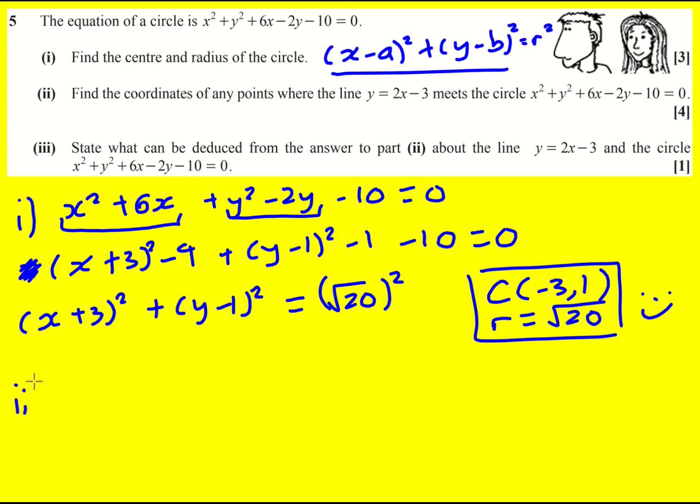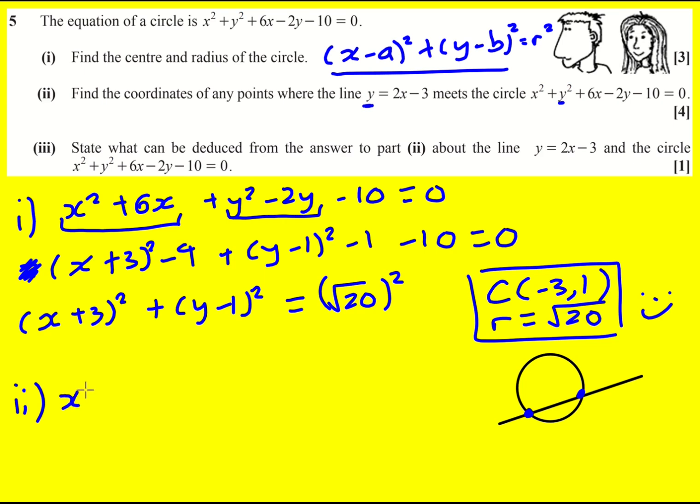We're then asked to find the coordinates of any points where this line intersects the circle. So essentially, I have a circle, and then I have a line, maybe going through it, maybe touching it, or maybe missing it, but presumably it's going to go through it at some point. And what we're solving here is simultaneous equations. We're interested in where the y values of both functions are the same. Essentially, when this is the same as this. And that's our method here, substitution.